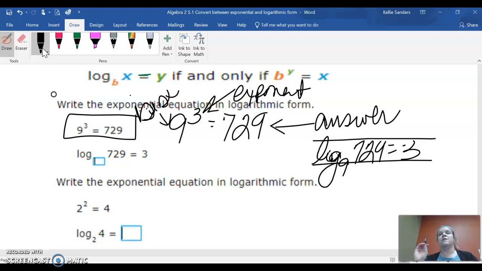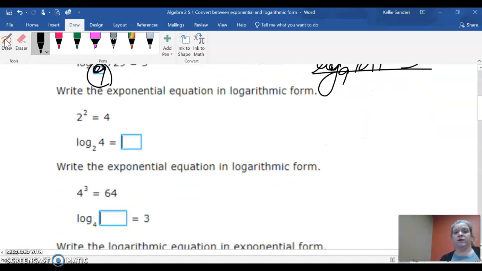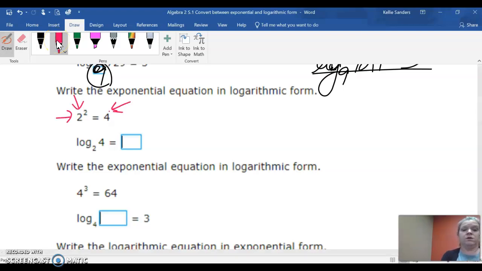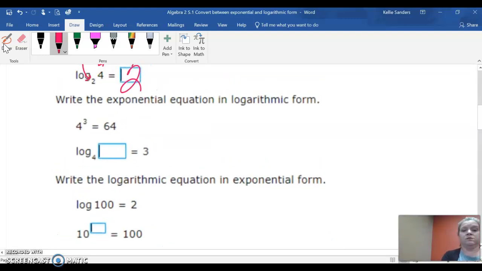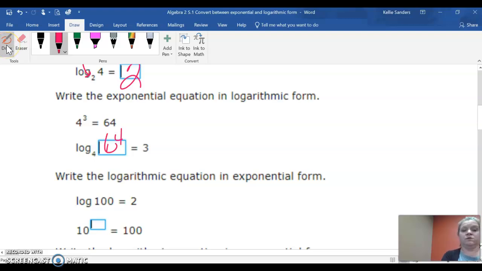So whenever it's in logarithmic form, the exponent is always going to be by itself. When it's in logarithmic form, the base is always going to be the subscript. Okay? So this answer is going to be 9. Write the exponential equation, and this is 2 to the second equals 4. 2 is the base, 4 is the answer, and we're wanting the exponent, and the exponent is 2. And this is going to be 64.